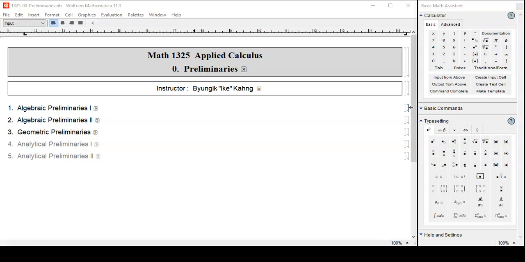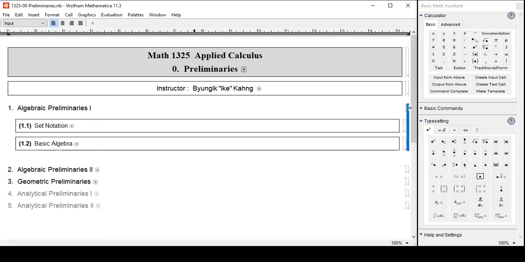Let's go to Section 1, Algebraic Preliminaries, and let's do subsection 1.1 in this video. We're going to do the next subsection in a separate video.